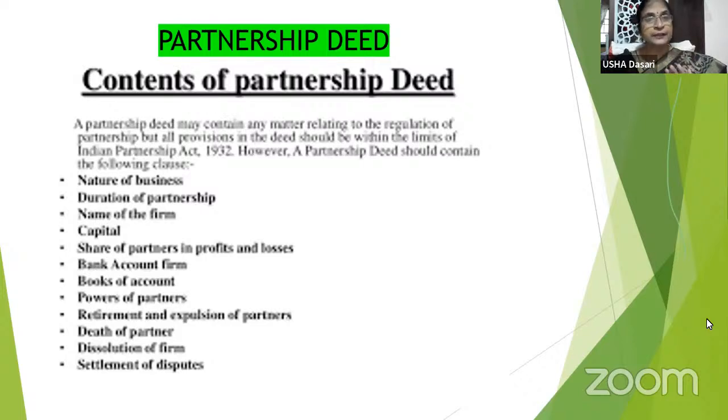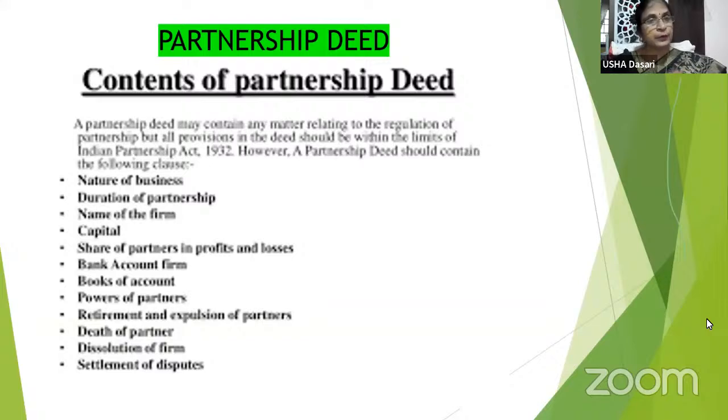But the Indian Partnership Act 1932 has mentioned some clauses in the form of paragraphs. So these are the important contents of this partnership deed. This is a very important question, a very important topic that every partnership business has to maintain. That agreement has to be made between the partners. So what are those clauses that are mentioned in the agreement or deed?